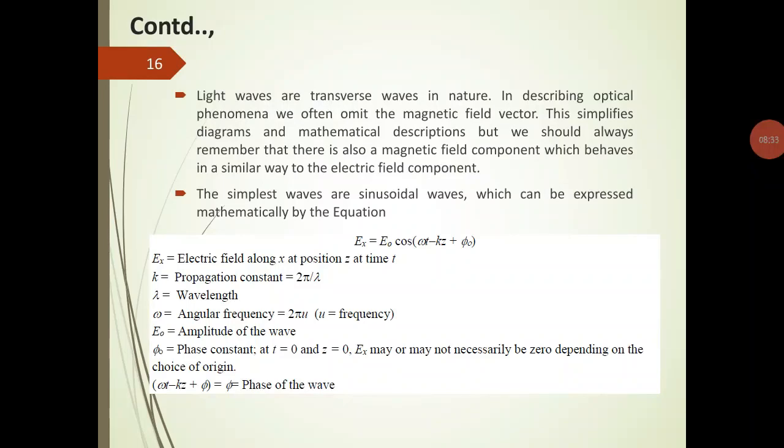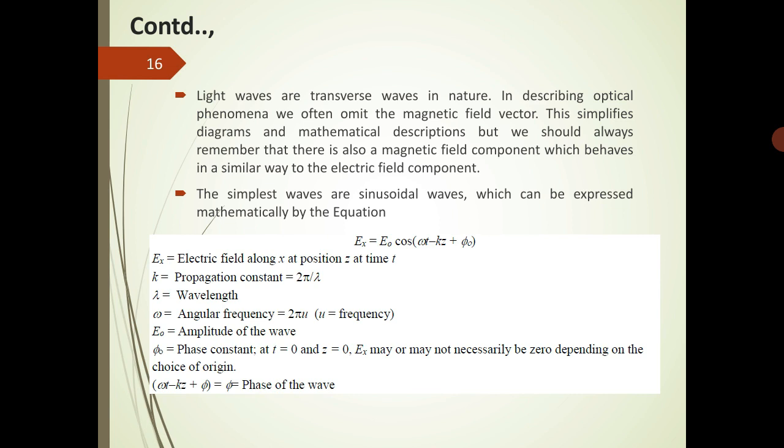So light waves are transverse waves in nature. So I am describing the optical phenomena by omitting the magnetic field vector. I am considering only the electric field component over here. I am considering a sinusoidal signal and I am writing that sinusoidal signal as a mathematical expression.